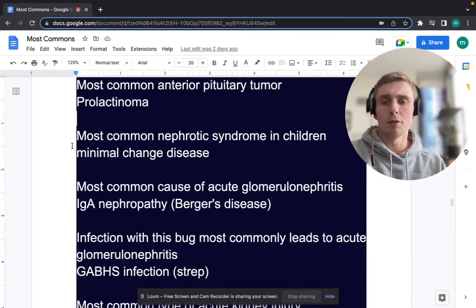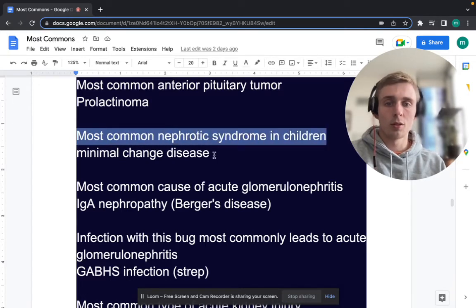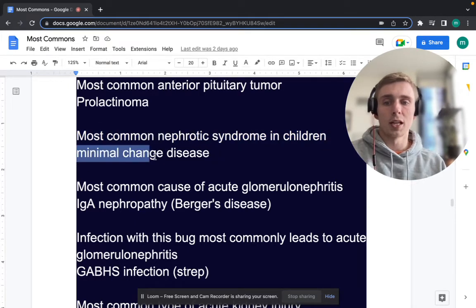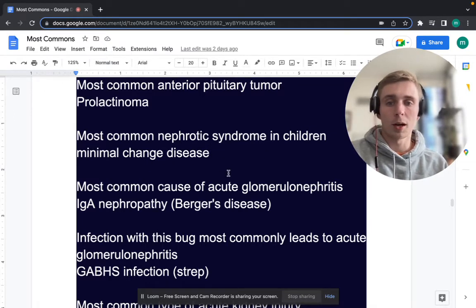Okay, most common nephrotic syndrome in children. What is the most common nephrotic syndrome in children? So the most common nephrotic syndrome in children, remember that's protein losing, nephrotic, that's minimal change disease. So minimal change disease has minimal changes, and this is in children. And this is effacement of the podocytes. And it's minimal change because we can only see this effacement of the podocytes on a very high-powered microscope. So just on a typical microscope, you can't see it.